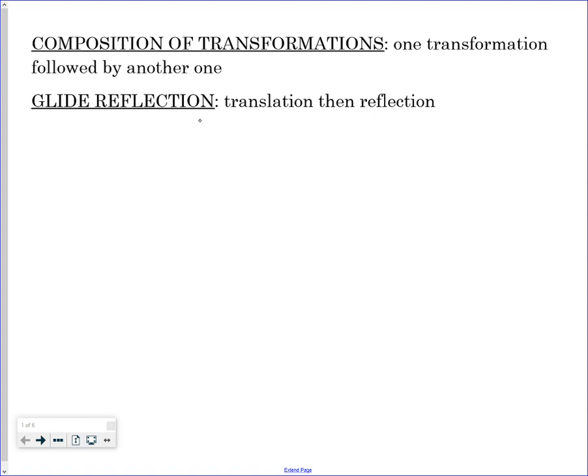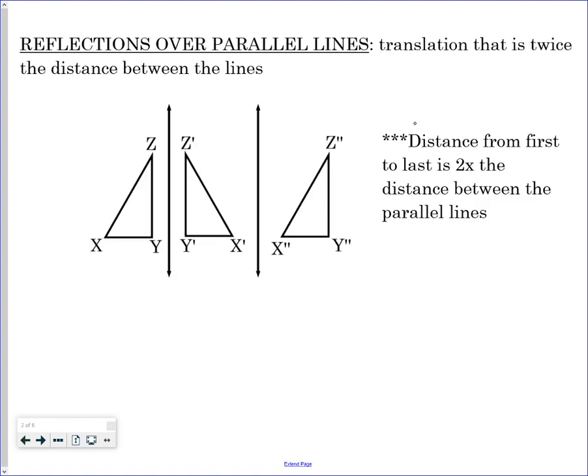A glide reflection is a translation, then a reflection. What's a translation again? What's another word for that? A slide, right? And then a reflection, okay? Reflections over parallel lines, a translation that is twice the distance between the lines.